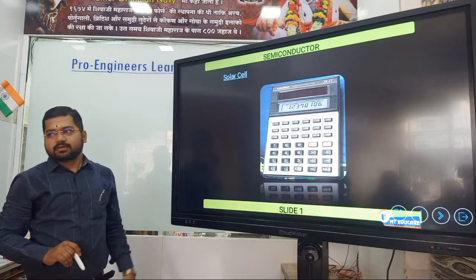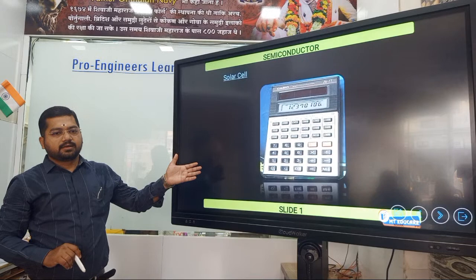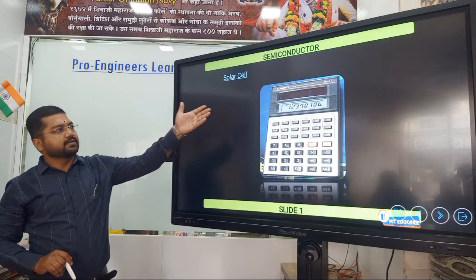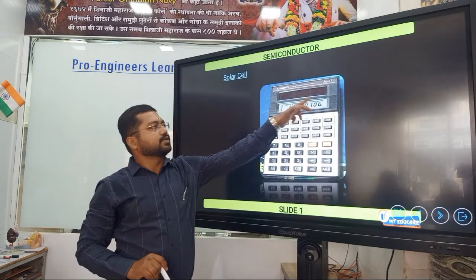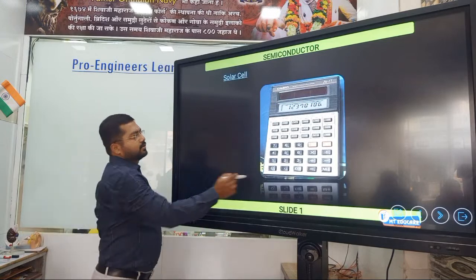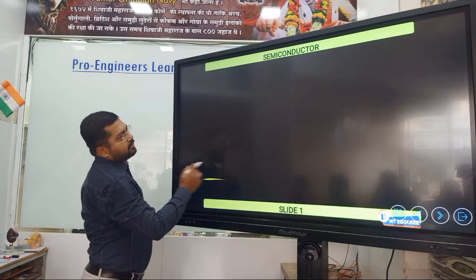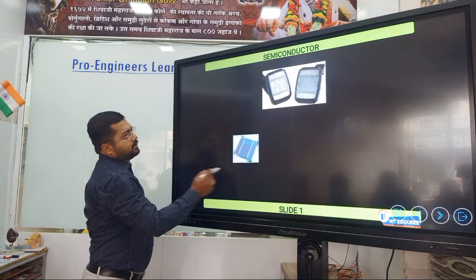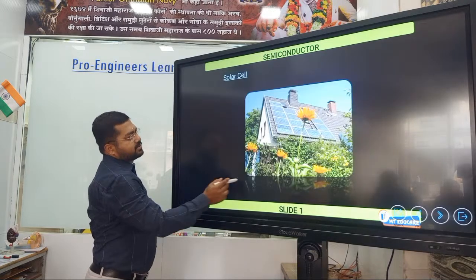Uses. This is a simple calculator in which you can see these are solar cells. These are some other applications, right?